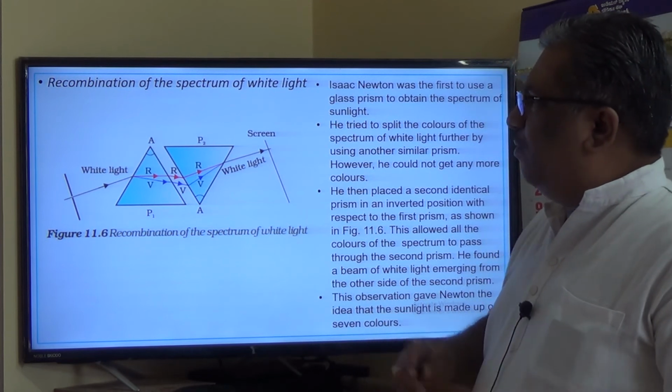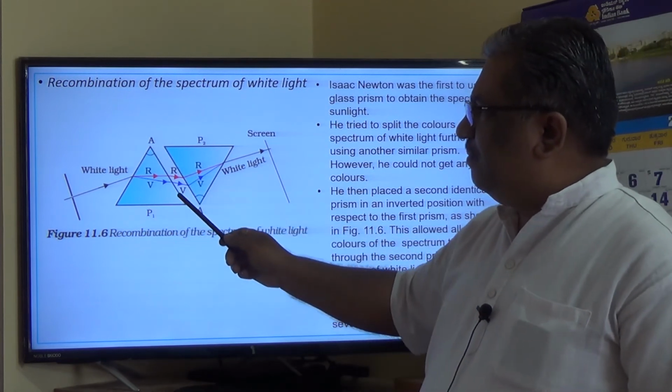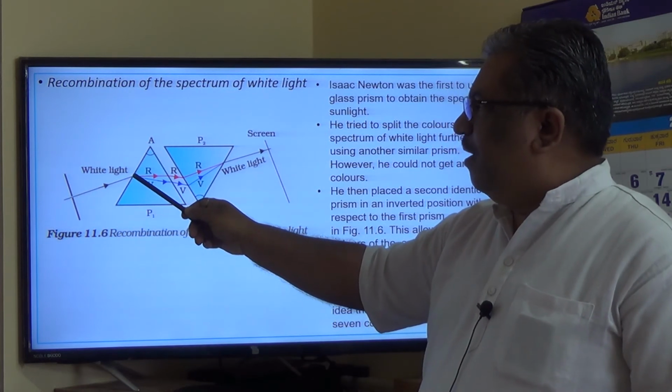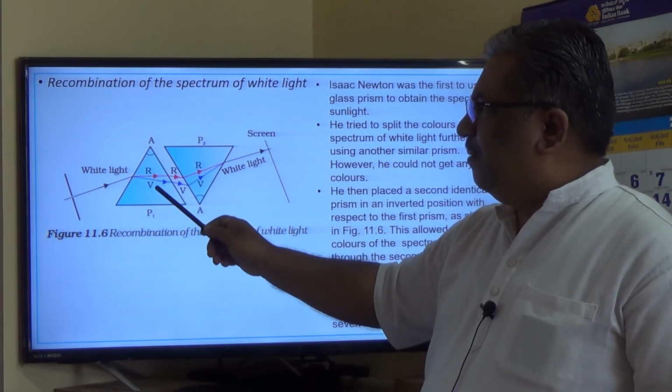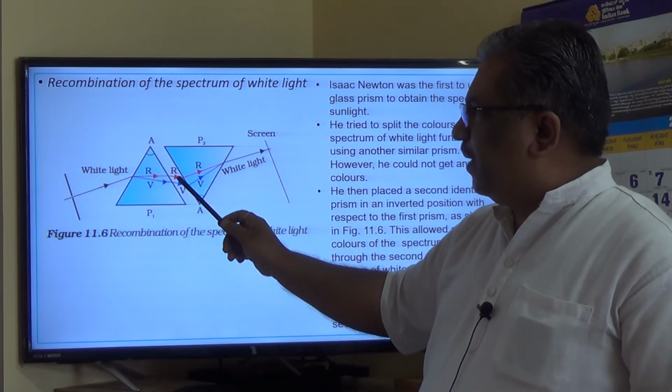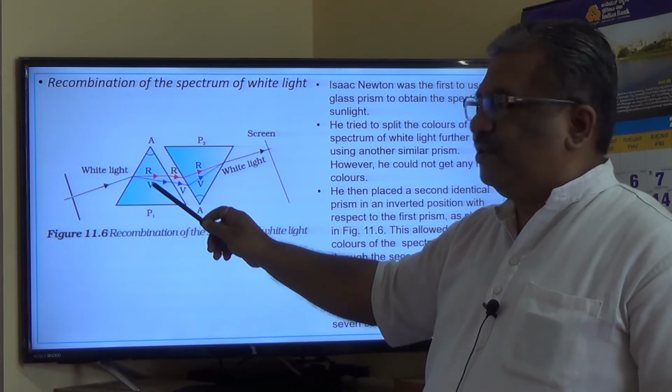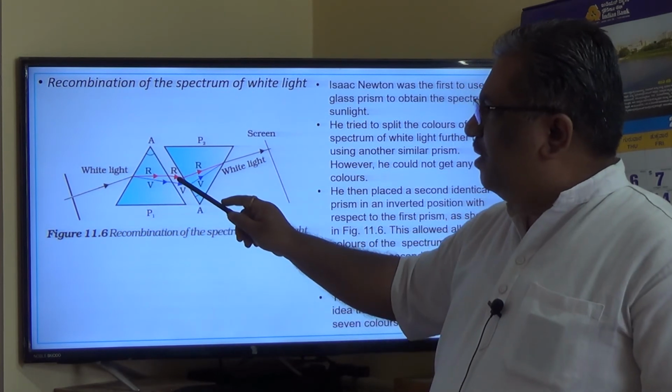Isaac Newton, what did he do? He took one glass prism and made white light pass through. He observed the spectrum. That means he observed the spectrum over here, that is, the splitting up of white light into its constituent colors. Then what did he think?